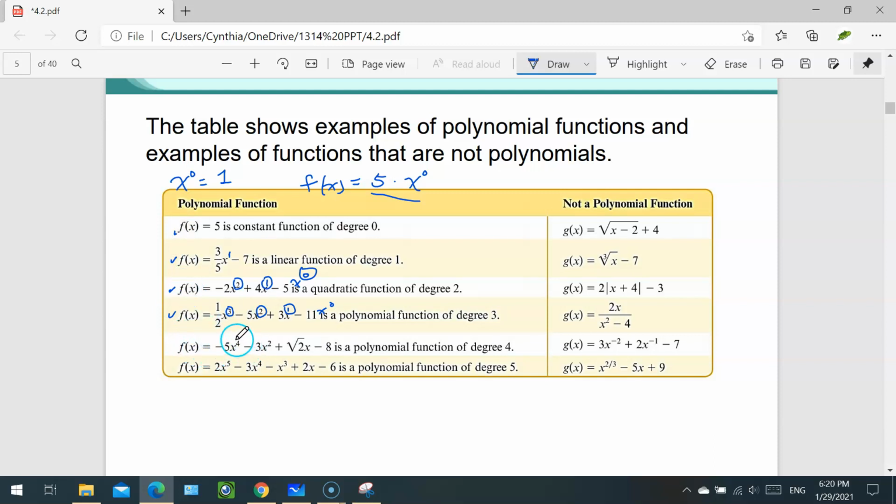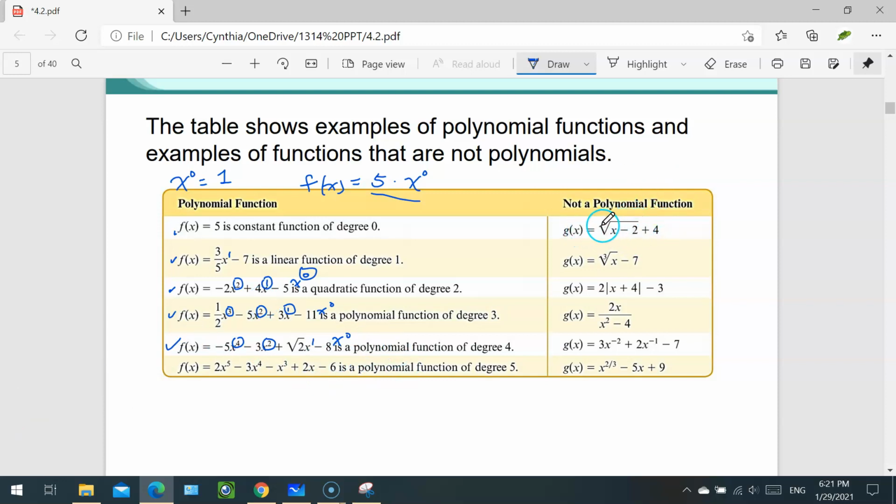This one has negative 5 multiplied by x to the power 4, a positive integer. Now the following term has a coefficient of square root 2. That is okay. A coefficient can be a fraction, a decimal, or a radical number, as long as it is a real number. The only thing we consider is the degree power term. As long as all the degree powers are positive integers, then that is a polynomial. All right, now we look at the other side.